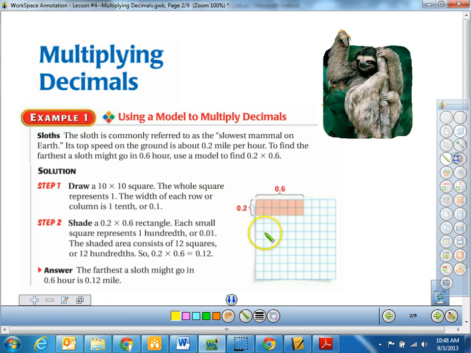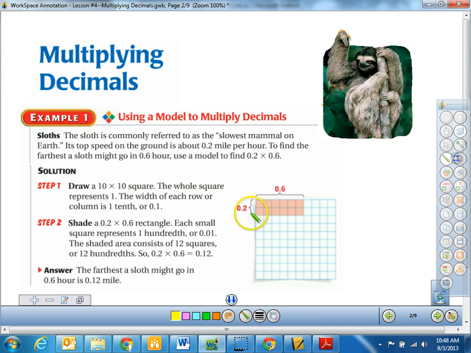So what we do, both of them are in tenths, so we're going to take a 10 by 10 square. That way each square represents 1/10. When we do that, then we mark on one side the first number and on the other side the second number, and where they overlap is what our answer is.